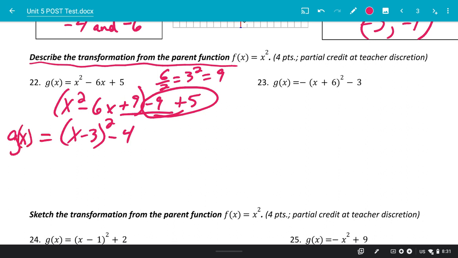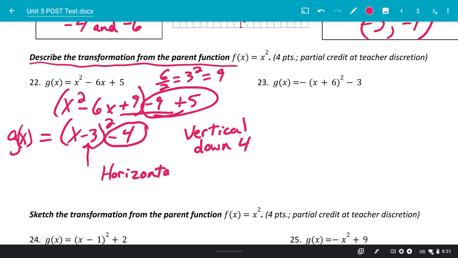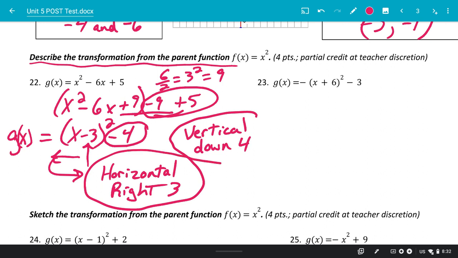g of x equals, I've got this on the outside, and outside is vertical. So it's going to go down 4. Then on the inside is horizontal, and it's opposite of what we think. I would think -3 would go to the left, but it doesn't. It's going to go right 3. So the transformations here: down 4, right 3.